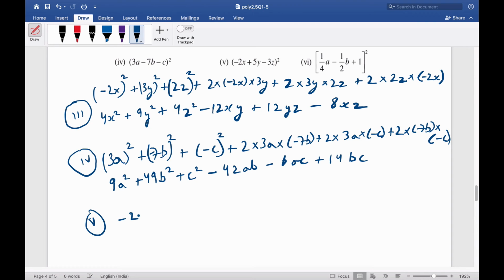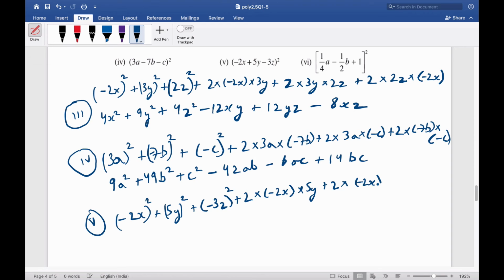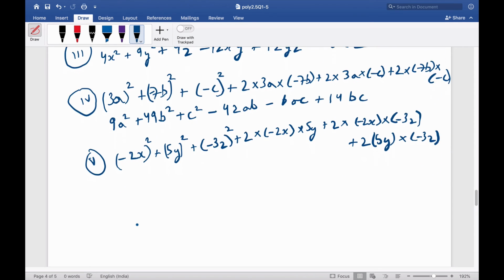We will get (−2x)² + (5y)² + (−3z)² + 2 into (−2x) into 5y + 2 into (−2x) into (−3z) + 2 into 5y into (−3z). So let's solve it.